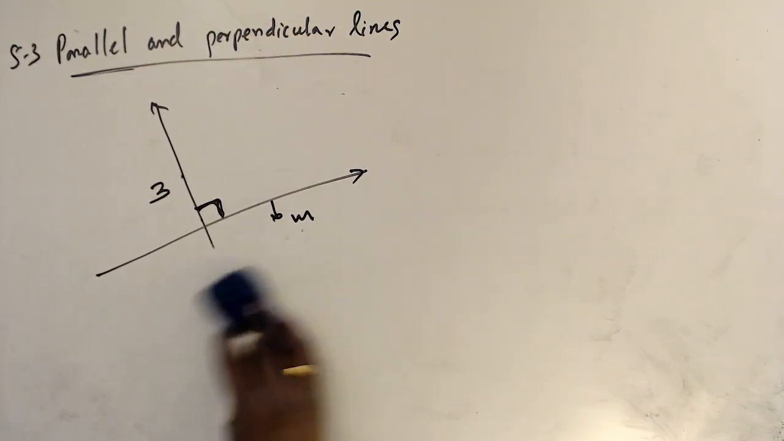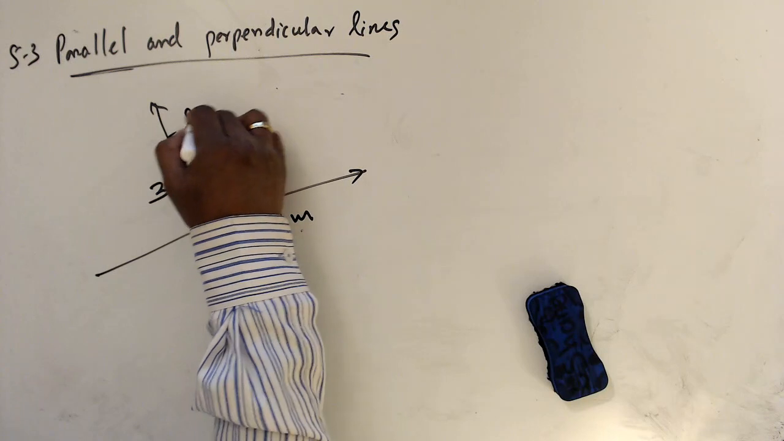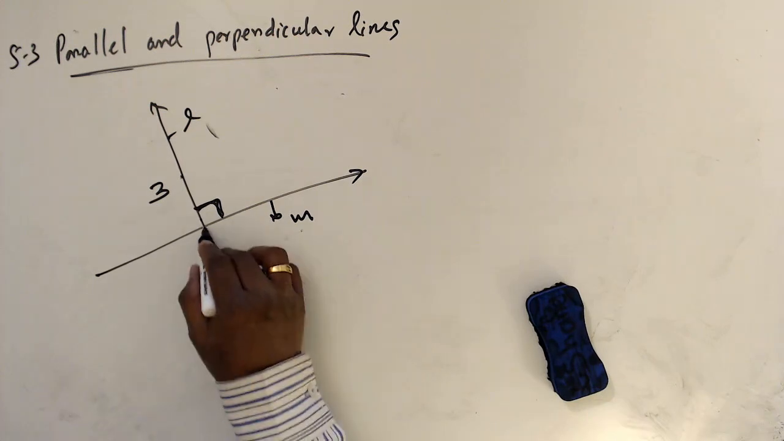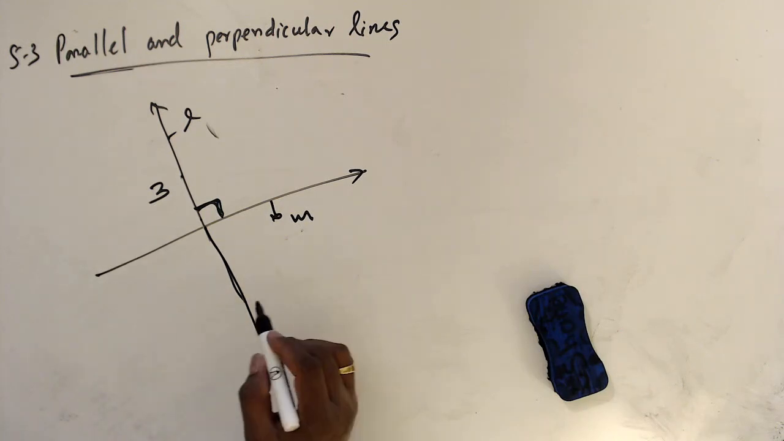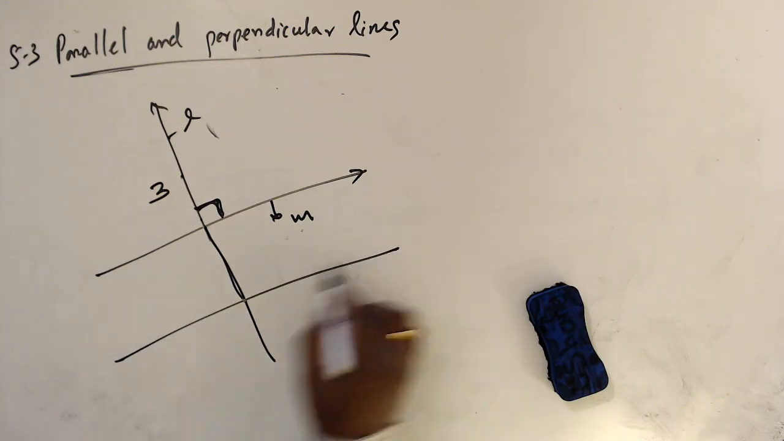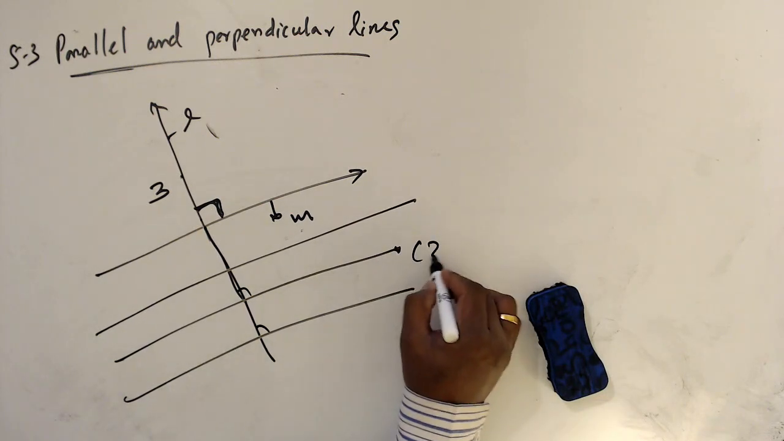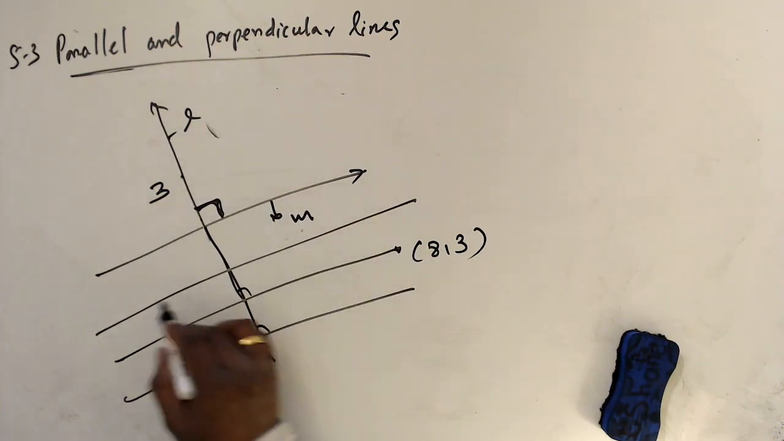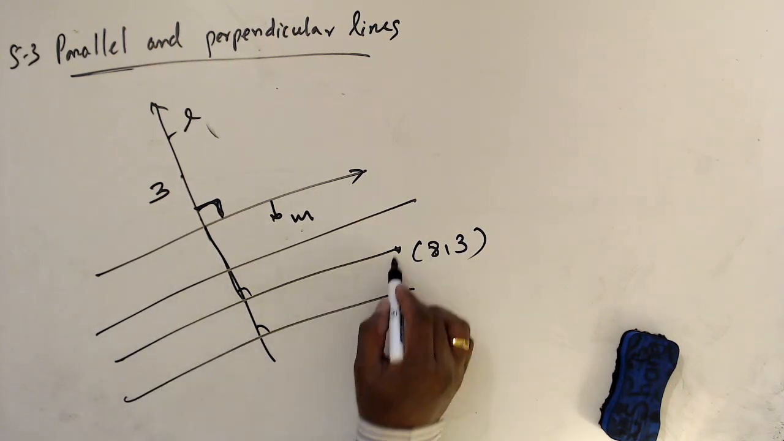They may ask a question like this. Let's say this line L. They may ask to find the equation of a line which is perpendicular to L, which goes through (8, 3). Those are all perpendicular to L. Out of that, one goes through the point (8, 3).